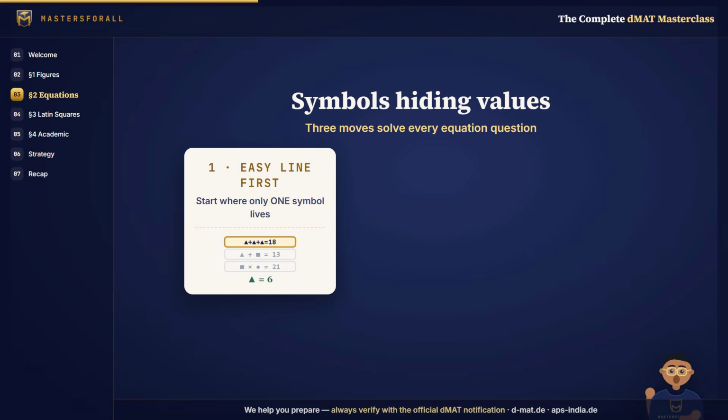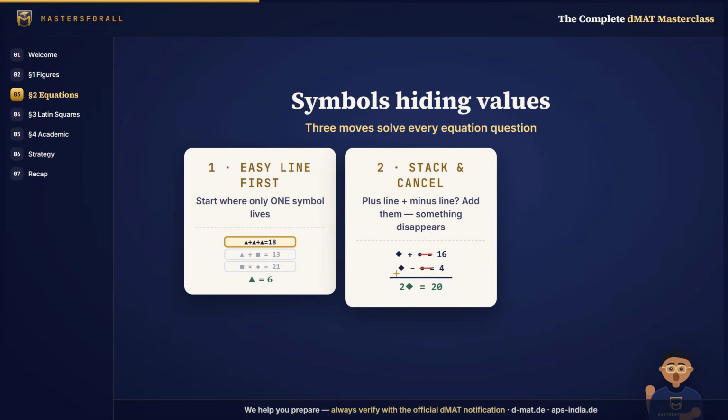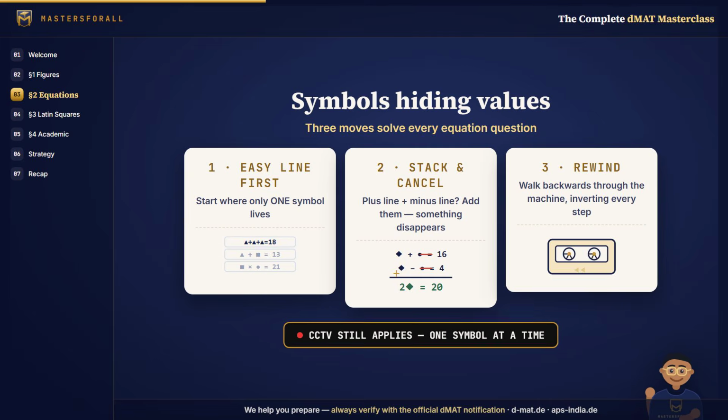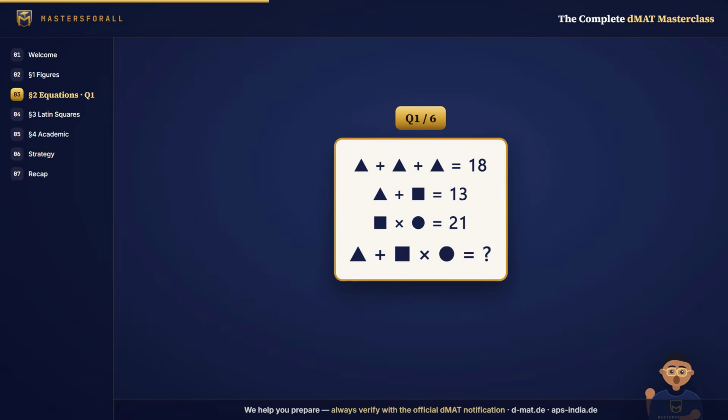Start where only one symbol lives. Move 2, stack and cancel. A plus line and a minus line. Add them, something disappears. Move 3, rewind. When a number goes through a machine, walk backwards and invert every step. And remember CCTV from figures, same idea here, one symbol at a time. First equation set, 3 lines, 3 symbols, and a sneaky last line.